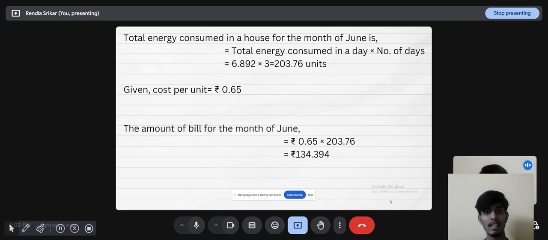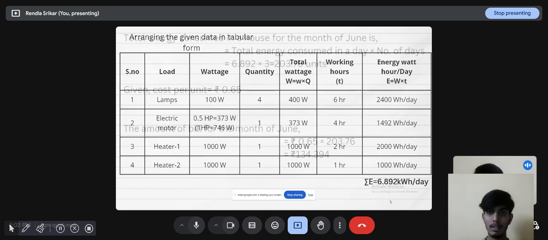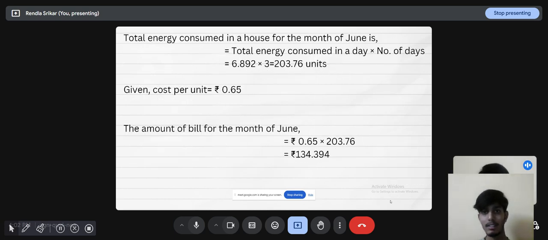So the total energy consumed in the house for the month of June is the total energy consumed per day, that is 6.892 kilowatt hour, into the number of days, that is 30, which gives 206.76. Since it is given the cost per unit is 65 paise, the amount of bill for the month of June is 0.65 into 203.76, which results in 134.39.